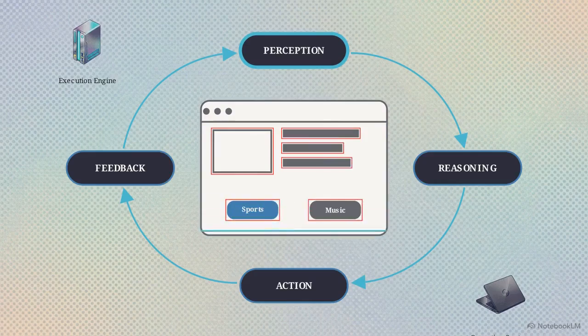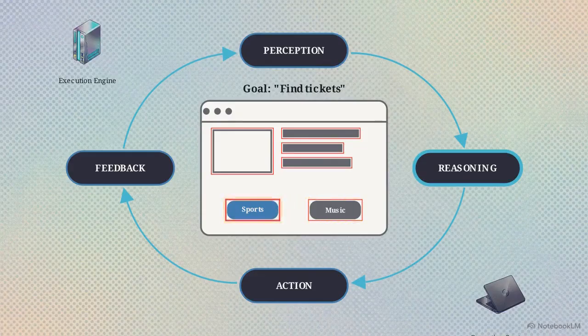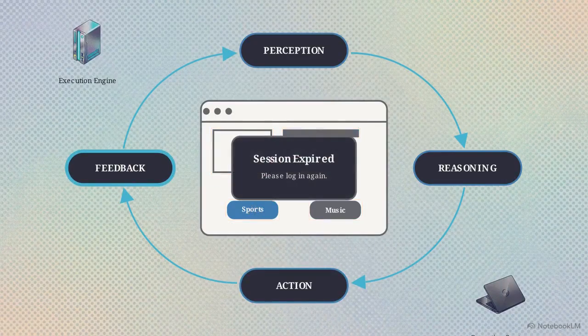During perception, the agent receives a screenshot, parsing pixels to identify text and icons. In the reasoning phase, the model evaluates the goal and determines the specific UI interaction needed. That decision triggers the action phase, transmitting coordinate data to move the mouse or send keystrokes. Finally, in the feedback phase, the agent takes a new screenshot to observe the results. It observes the new state and self-corrects if a pop-up appears.